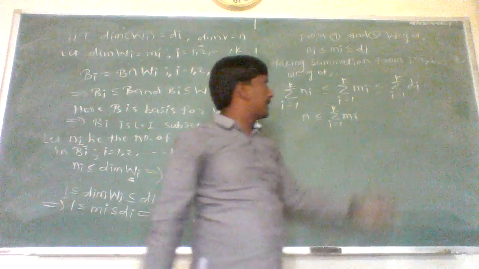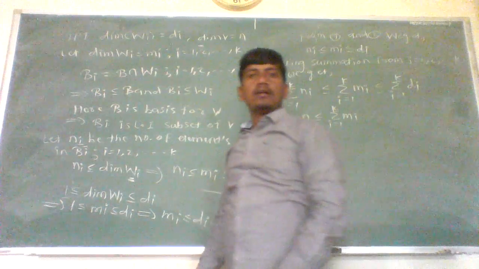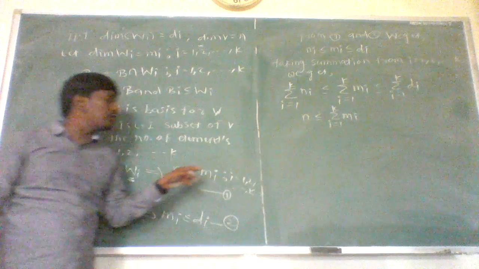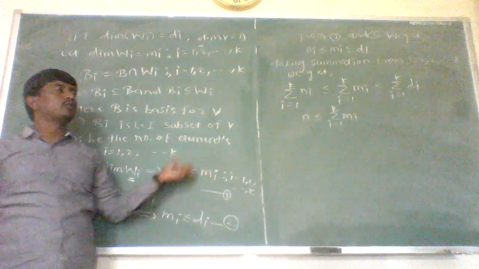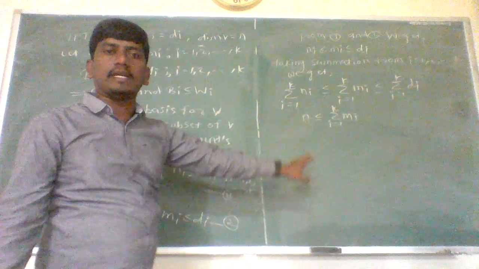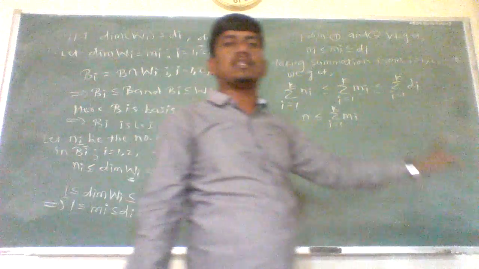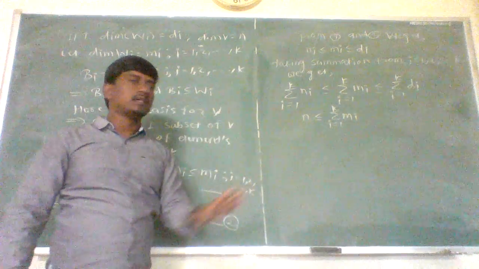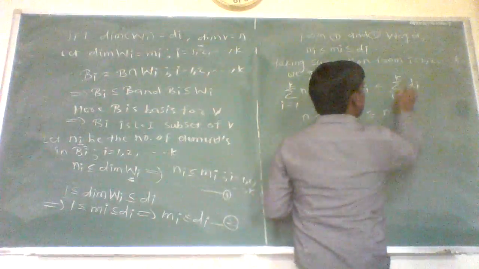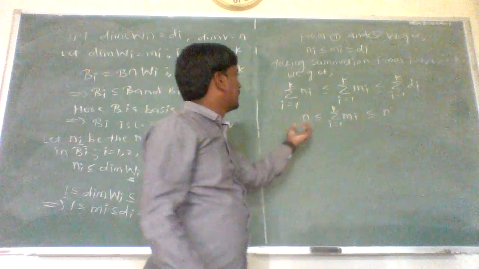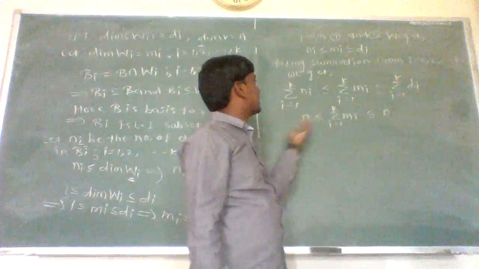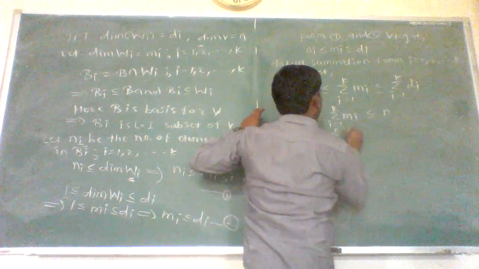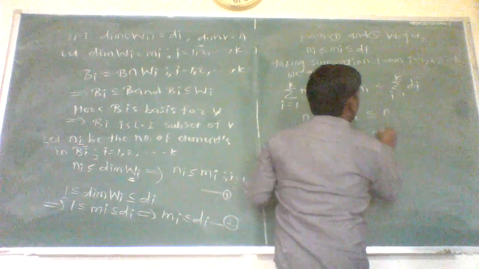Now d1, d2 up to dk are such that each ci is repeated di times. We know that f of x equals x minus c1 to the power d1 times x minus c2 to the power d2 up to x minus ck to the power dk, and d1 plus d2 plus up to dk is the degree of the polynomial f of x, which is n. Since d1 plus d2 plus up to dk equals n, the summation of mi lies between n and n, which implies the summation of mi must be equal to n.